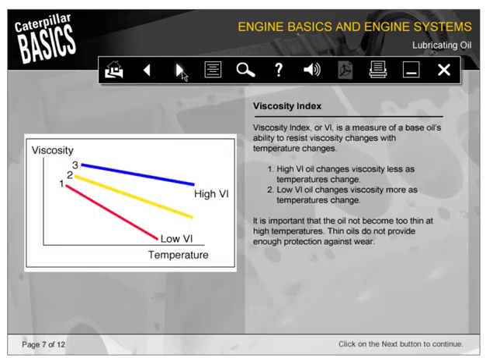Viscosity index, or VI, is a measure of the base oil's ability to resist viscosity changes with temperature changes. High VI oil changes viscosity less as temperatures change. Low VI oil changes viscosity more as temperatures change. It is important that the oil not become too thin at high temperatures. Thin oils do not provide enough protection against wear.